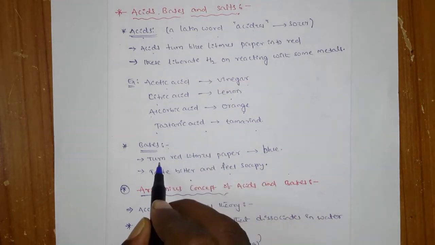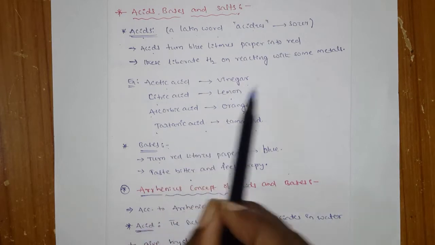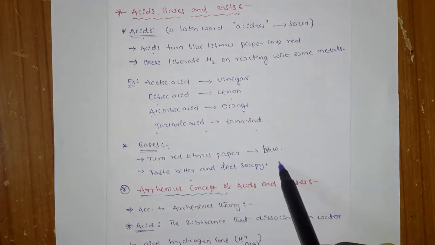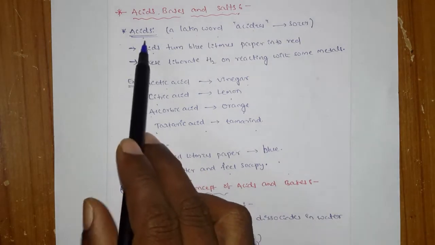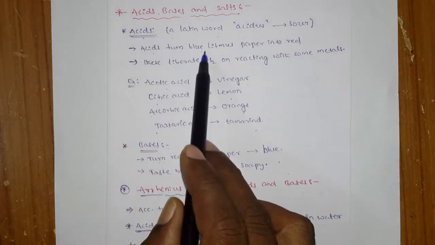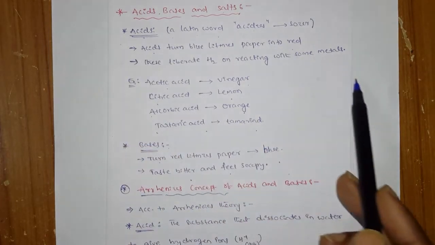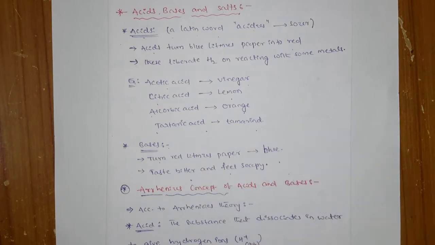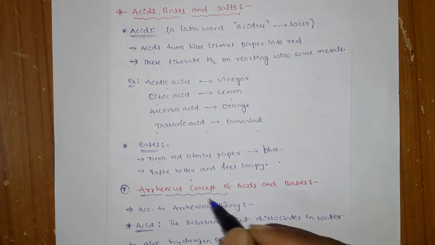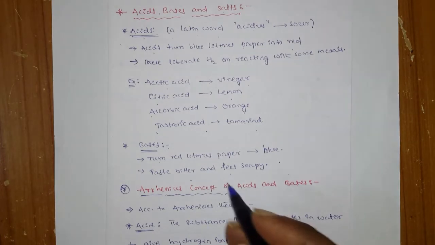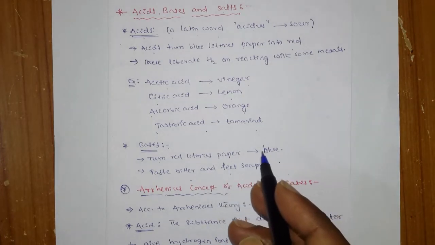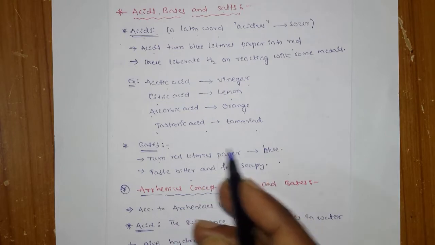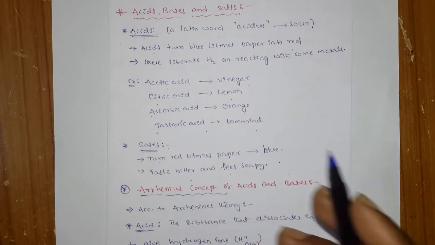Bases turn red litmus paper into blue. This is exactly opposite to the acids. Acids turn blue to red, and bases turn red to blue. So these are the basic things about acids and bases. And what about salt? Already you know salt is produced because of the neutralization of the acid and the base.